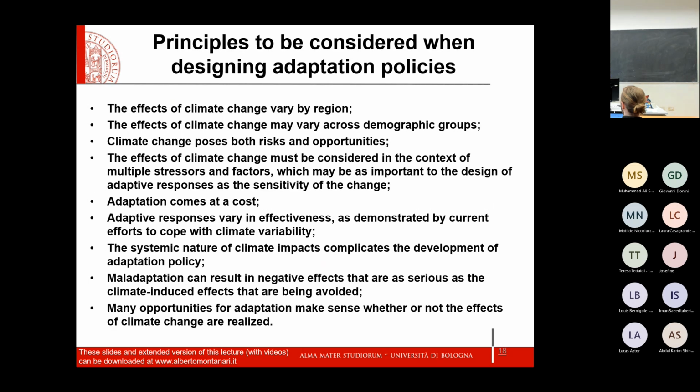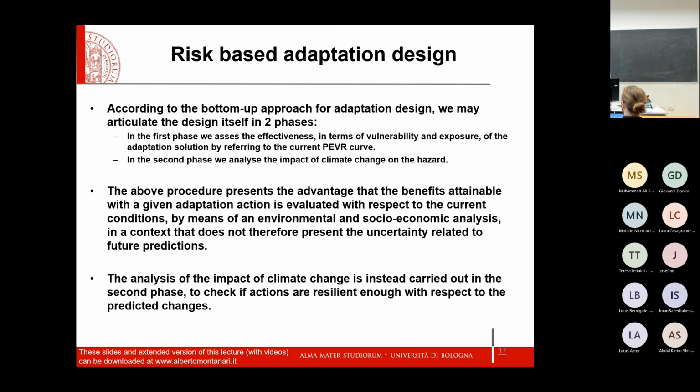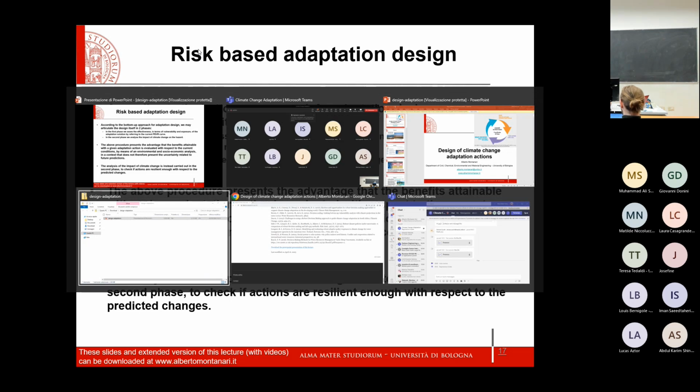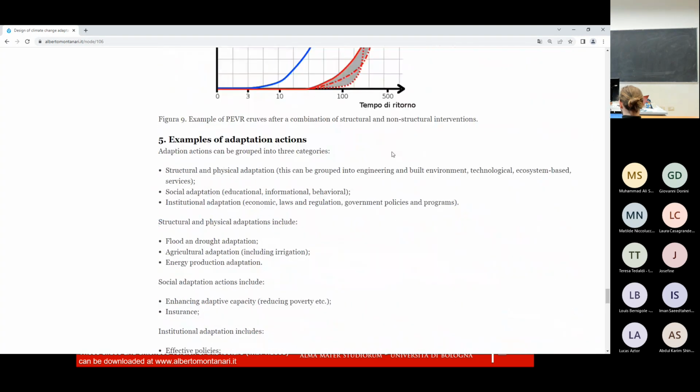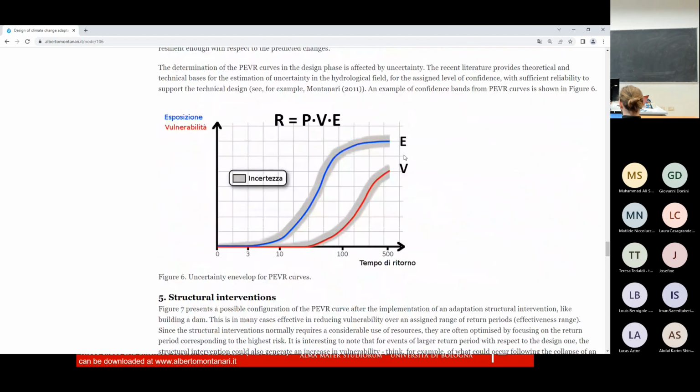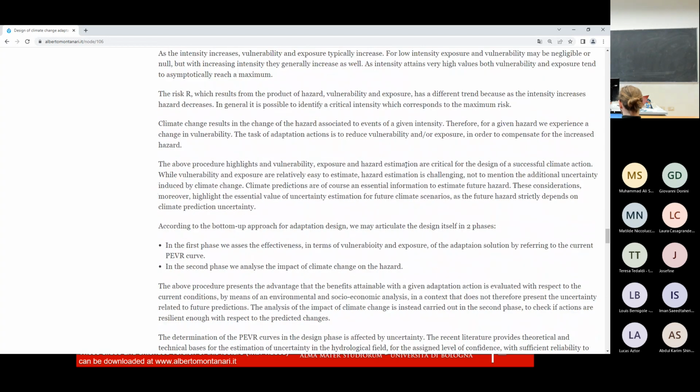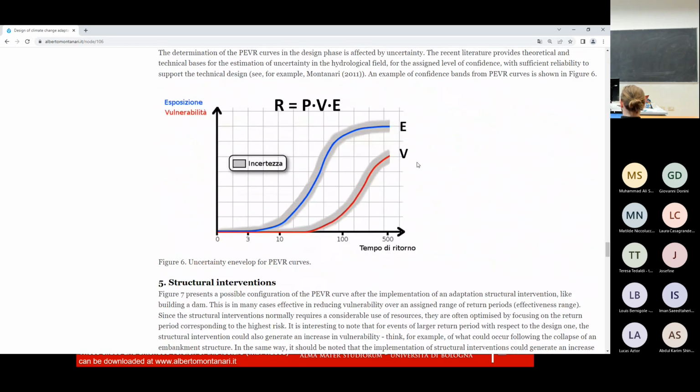Okay, now let me focus on the web page because, as I said, I added a couple of figures, and I want to show you. And the figures that I added, it's first of all here.